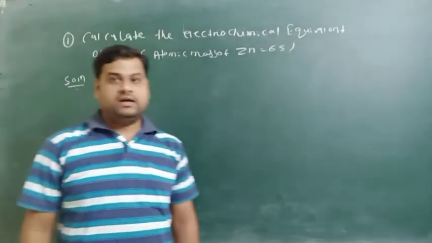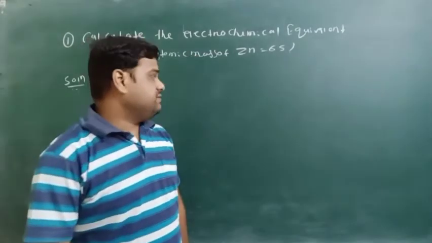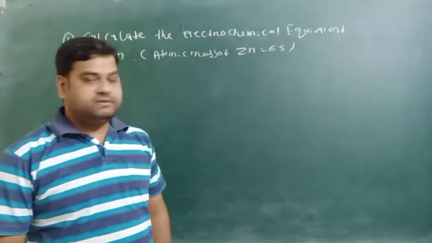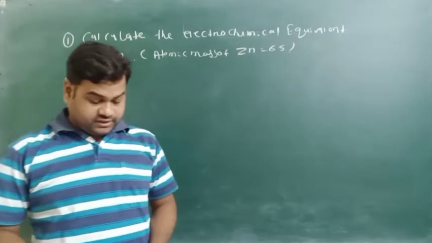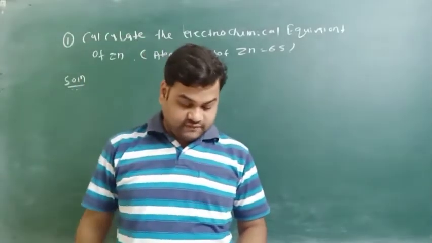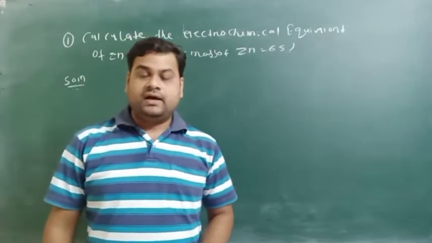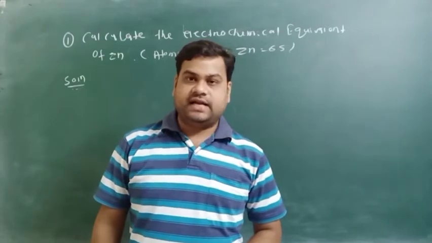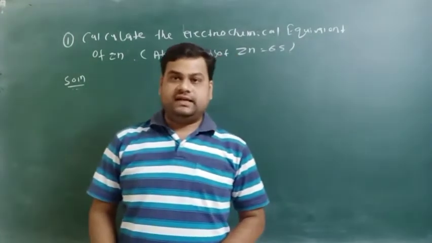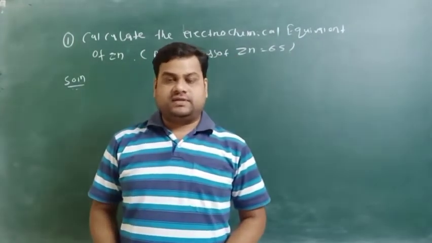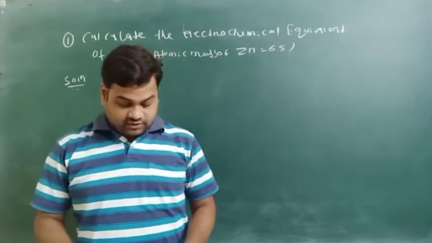Electrochemical equivalent means when 1 coulomb of electricity is passed through the electrolyte, some quantity of substance will be deposited at the electrode. So the electrochemical equivalent of zinc is the mass of zinc deposited when 1 coulomb of electricity is passed through the electrolyte. We know that when 1 Faraday, which means 96,500 coulomb of electricity, is passed through the electrolytic solution, 1 gram equivalent of substance is deposited at the electrode. So we can calculate based on that.